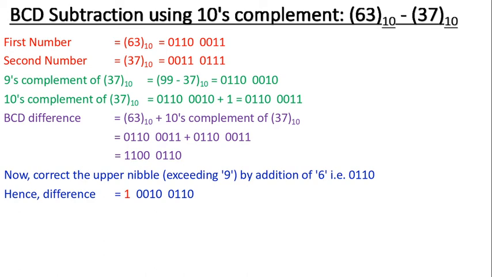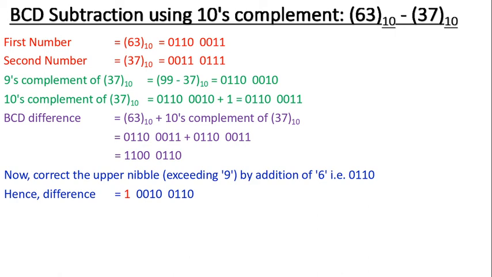Now what does this red colored one indicate? This indicates that a carry was generated. And we know that in case of tens complement, this particular carry is to be simply discarded. It is quite similar to the 2's complement method of binary subtraction. In that case also, the final carry generated was simply discarded.